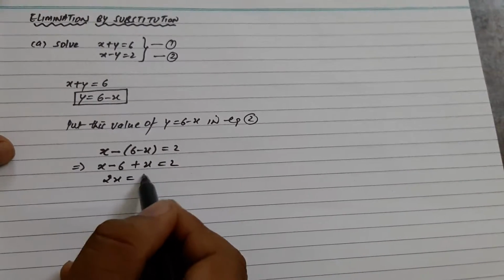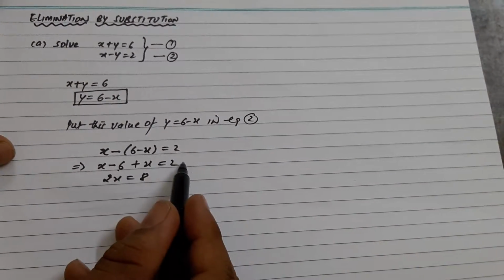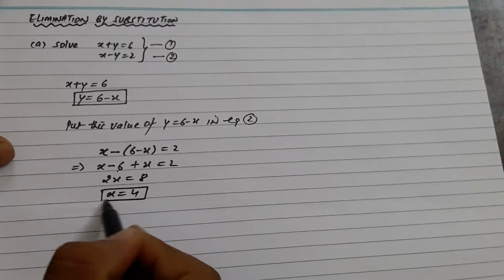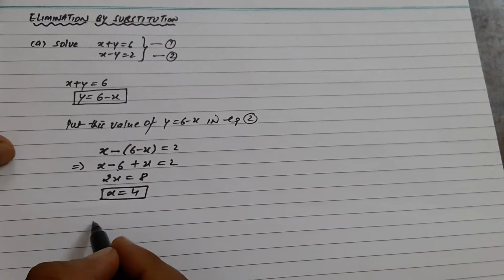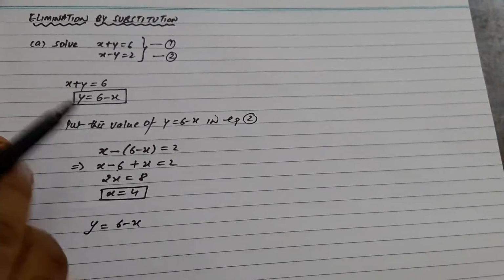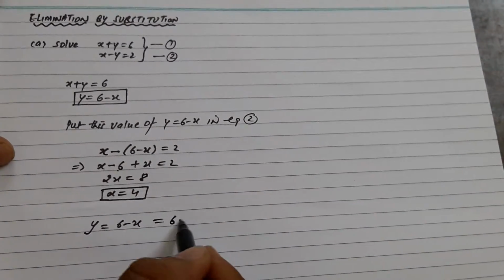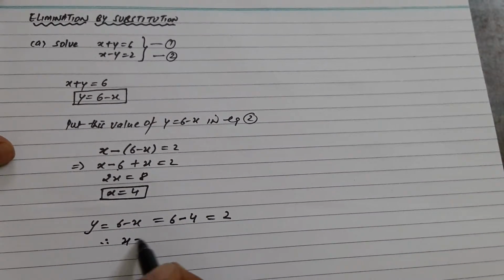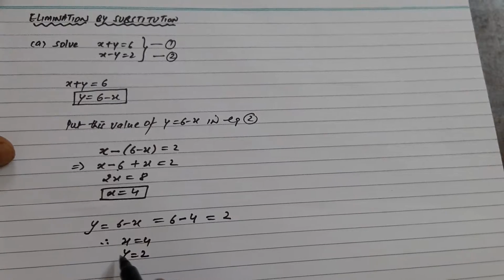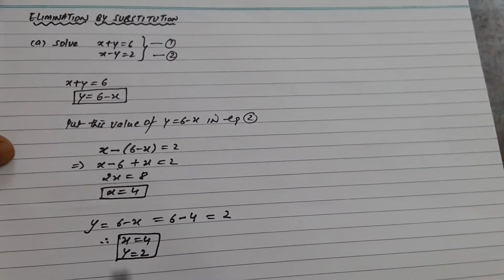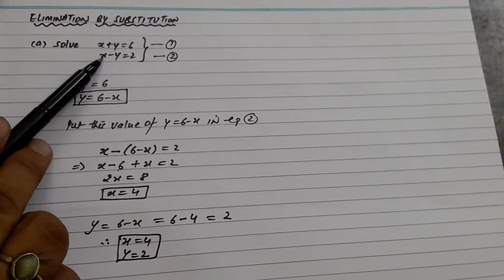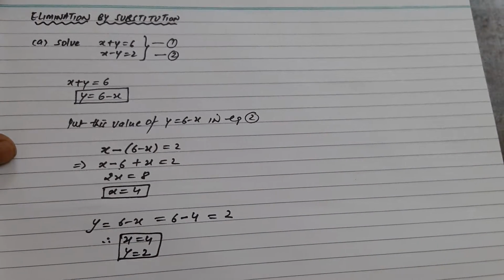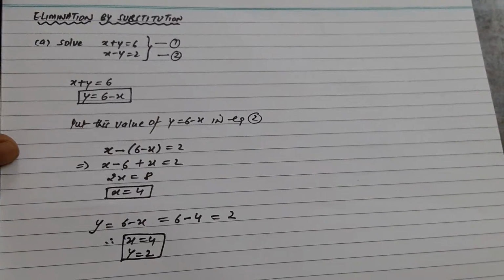So we have 2x equal to 8, because minus 6 goes to that side. 6 plus 2 is 8. x comes out to be 4, because 8 by 2. And since x is 4, y will be equal to 6 minus x by this equation. So 6 minus 4, y comes out to be 2. So the final solution will be x equal to 4 and y equal to 2. This is the required solution for this pair of linear equations in two variables, right? Which is the same solution as in the previous case, right?